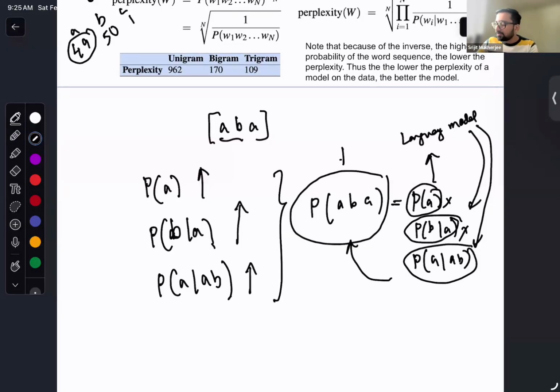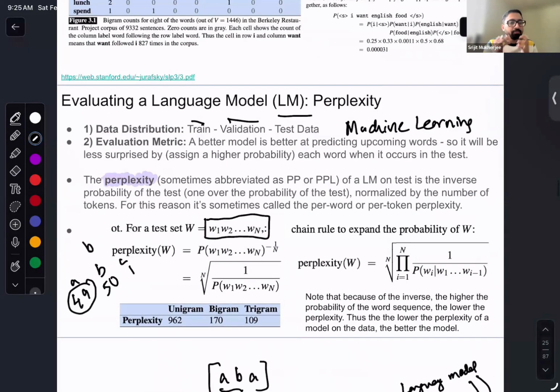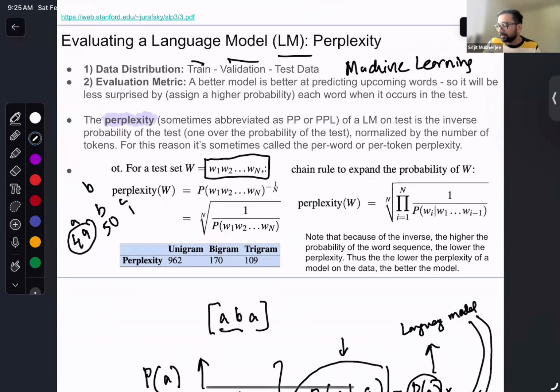So now we get this probability and we want this probability to be as high as possible. And the perplexity should be low. We want it to be low. So hence we divide it by this.